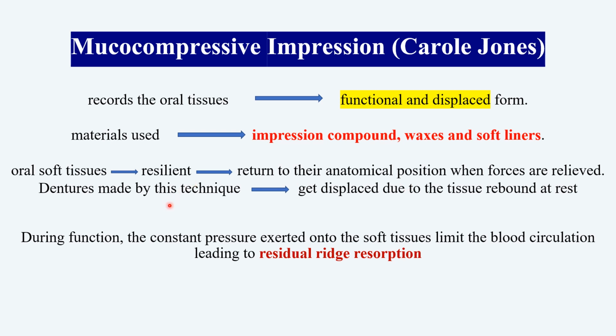So when you're making dentures using mucocompressive, the oral tissues are in a functional or displaced form, and after the function, this will relapse or rebound. When the tissues are at rest, they will rebound. So we won't get proper retention of the denture. During function, the constant pressure exerted on the soft tissues will limit the blood circulation, and it will also lead to residual ridge resorption.